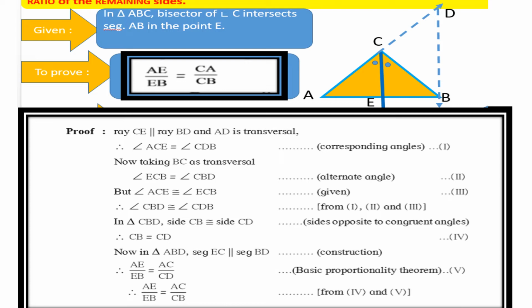Now in triangle ADB, we know CE is parallel to BD. If you remember, in those steps I said we'll be using the basic proportionality theorem. So we'll get AE upon EB equals AC upon CD. Now I can replace CD by CB. We'll get AE upon EB equals AC upon CB, and that is what we need to prove.